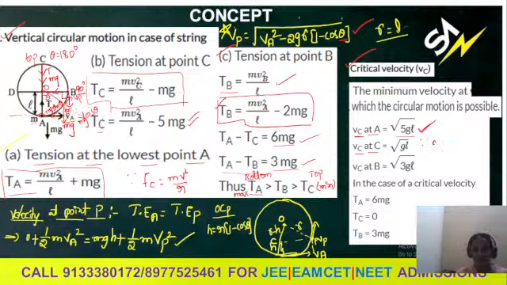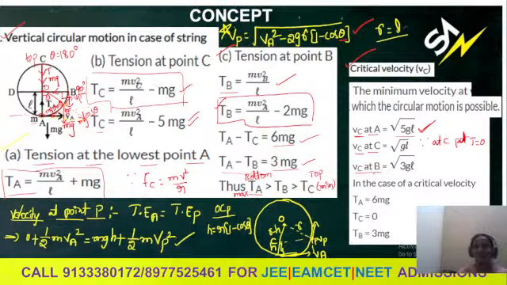Since at C, put T equal to 0: take this equation, put the T value 0. Here we need to put the T value 0. Then we get the velocity at C will be equal to root gl.